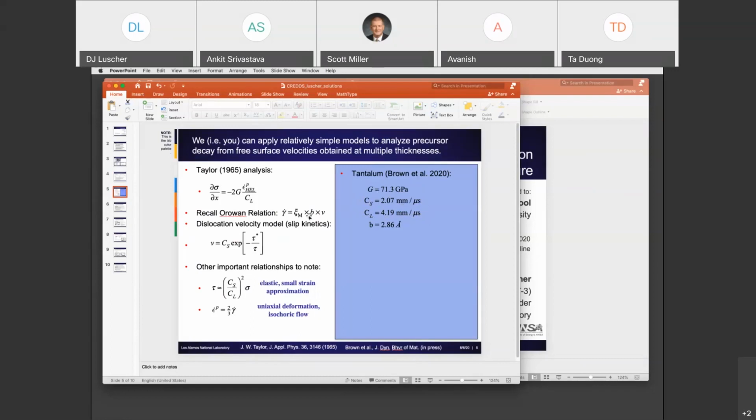Okay, but we have to find some way to relate this. We need to close this differential equation, so to speak, in the parlance of differential equations. So we have this rate term, but we need to connect that back to something in the solution in terms of the stress. The way we do that is that we recall the Orowan relation, which is that our gamma dot is equal to the dislocation density multiplied by the magnitude of the Burgers vector multiplied by the dislocation velocity. And then I said, okay, well, let's use a specific model for the dislocation velocity.